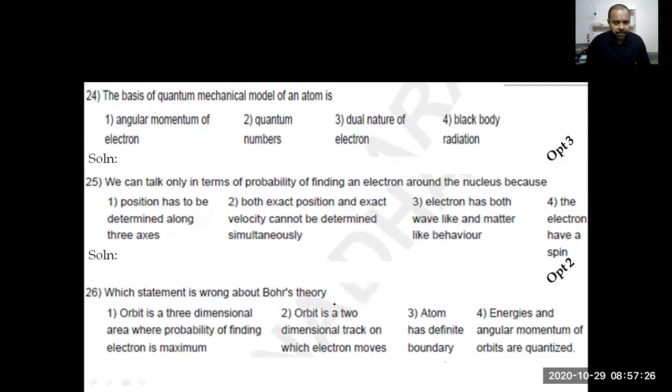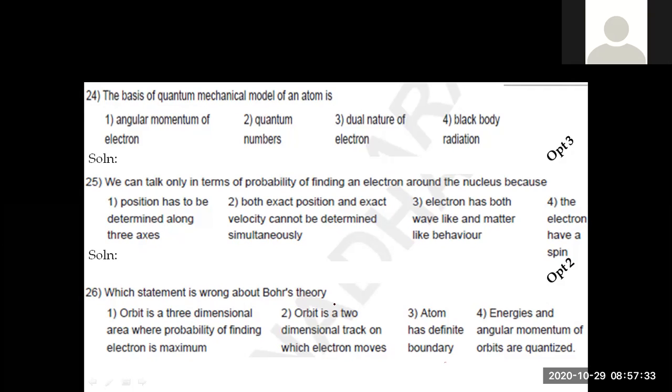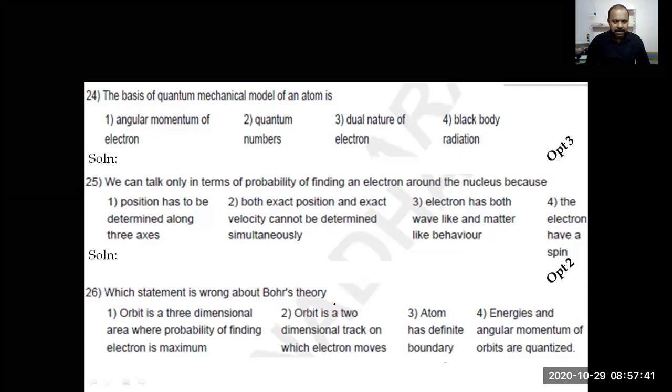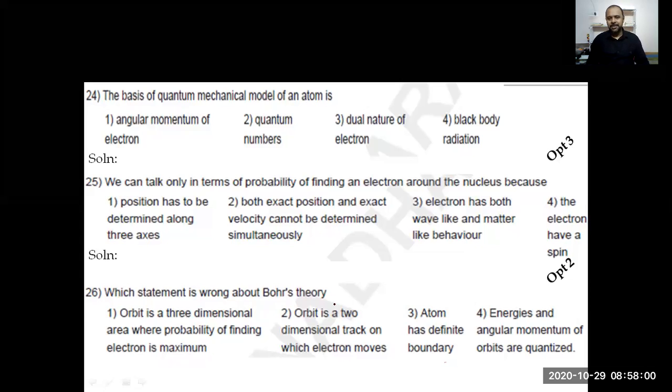26. Which statement is wrong about Bohr's theory? The first one, sir. The first one reads like this: orbit is a three-dimensional area where probability of finding electron is maximum. That statement is correct, no? It's correct, but the board didn't give that, sir. And that too, it is not orbital they have given. They have given orbit. Orbit is not a three-dimensional area.